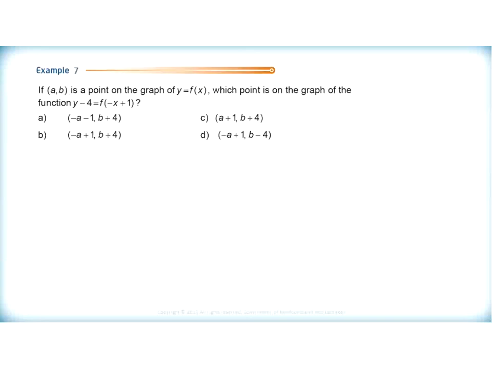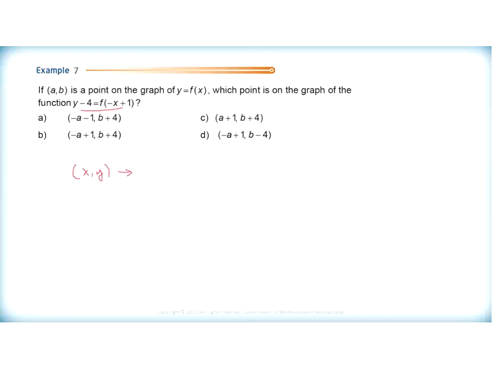I think we have one more example left. Here it is. If a, b is a point on the graph of y equals f of x, which point is on the graph of this function right here? Y subtract 4 equals f of negative x plus 1. Again, what I would do is create a mapping rule for that function and plug in the point a, b into that mapping rule.